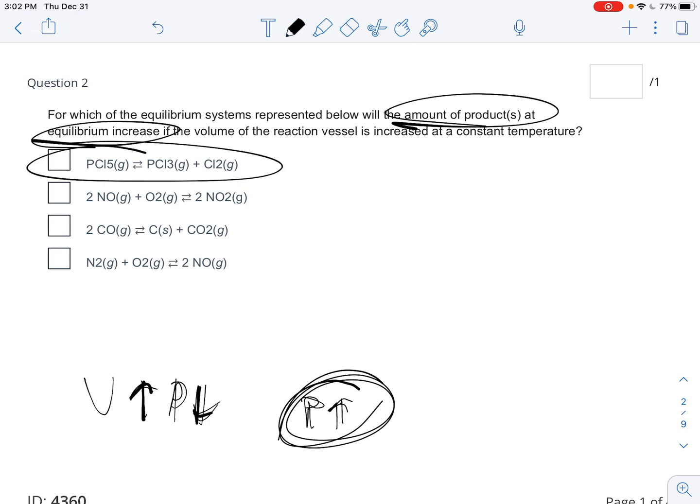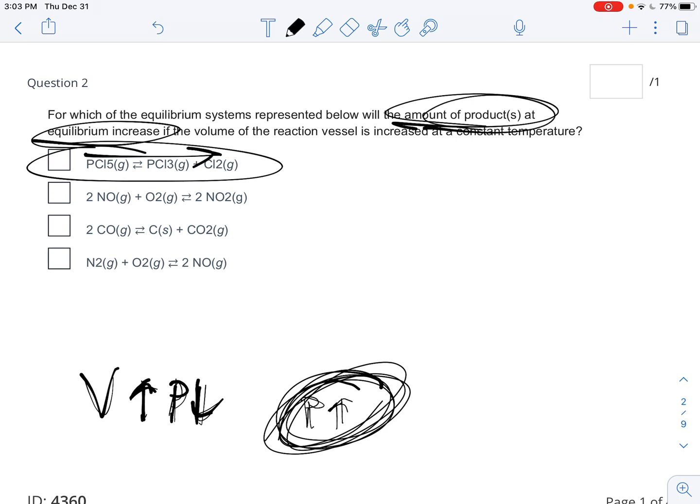So our first answer here is the correct one because by increasing the volume, I'm decreasing the pressure. The system is going to try to make more pressure. How does the system make more pressure? It goes to the side that has more moles of gas on it. And in this case, this is the only one that shifts it to the product side.